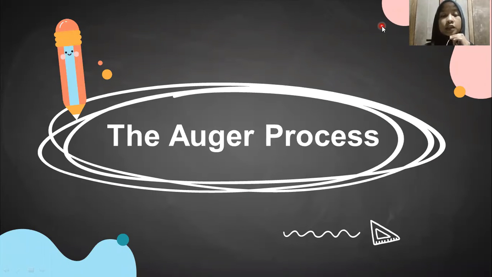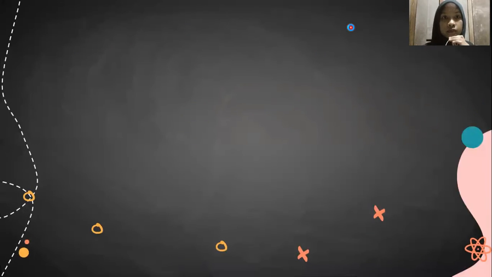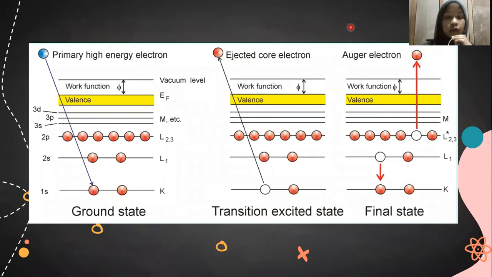Next, the Auger process. The Auger process includes 3 steps. 1. Excitation of the atom causing emission of an electron. 2. An electron drops down to fill the vacancy created in step 1. And the third or final step is that the energy released in step 2 causes the emission of the Auger electron.